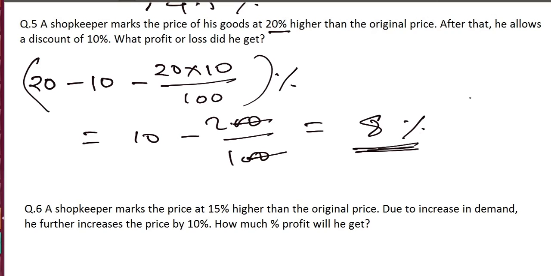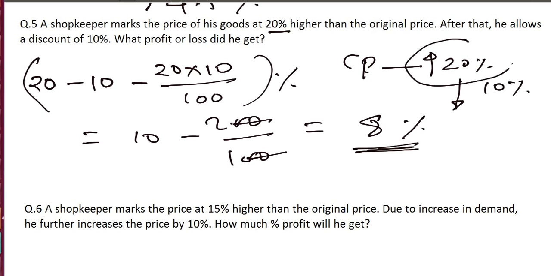So he will be selling his product at 8% above the cost price, because the cost price was initially increased by 20%. Then he gave a discount of 10% on this increased price, right? And then this becomes his SP, and this SP is 8% higher than CP. That's why there is a profit of 8%.